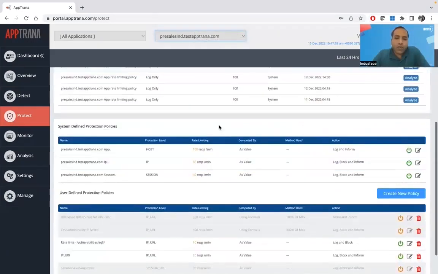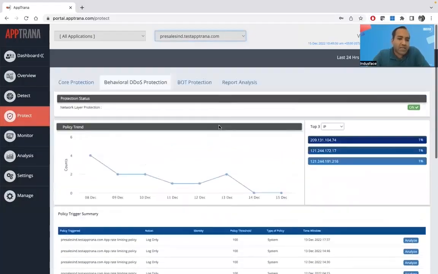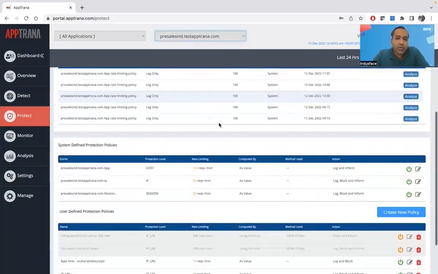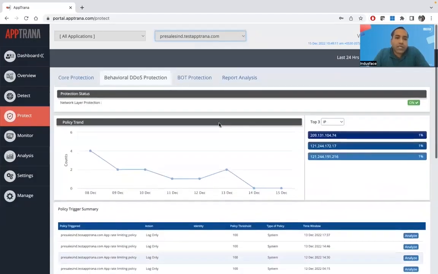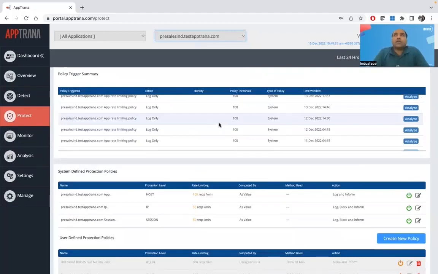Before I go into the details, these are the trends of the DDoS attacks and how they are happening. But before that, what I'll talk about is how we go about providing DDoS protection. We are calling it behavioral based DDoS protection, and the reason is we don't ask customers to give static rate limits. Instead, we tell the customers the behavior of the site.